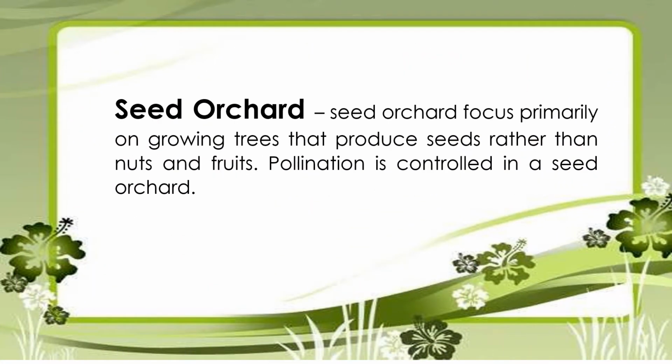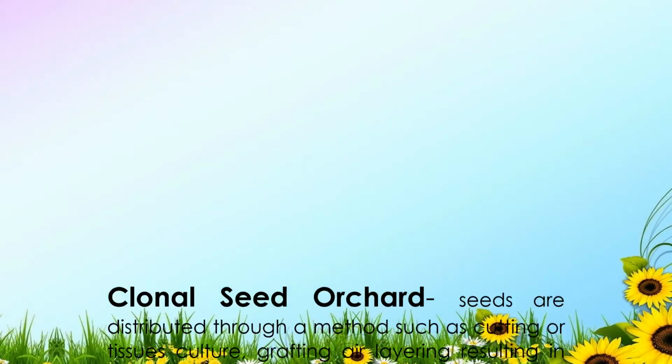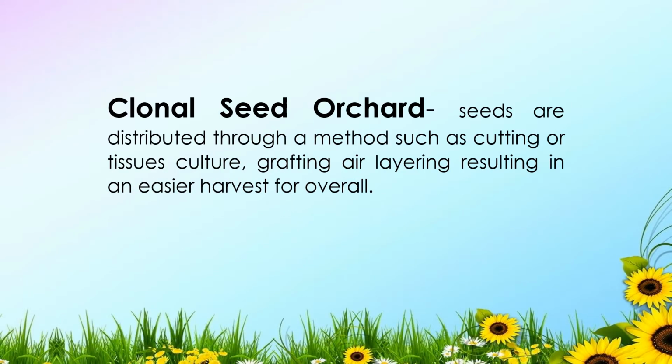Next one is what we call seed orchard. Seed orchards focus primarily on growing trees that produce seeds rather than nuts and fruits. Pollination is controlled in a seed orchard. Next one is what we call clonal seed orchard. Seeds that are distributed through a method such as cutting or tissue culture, grafting, air layering, resulting in an easier harvest overall.